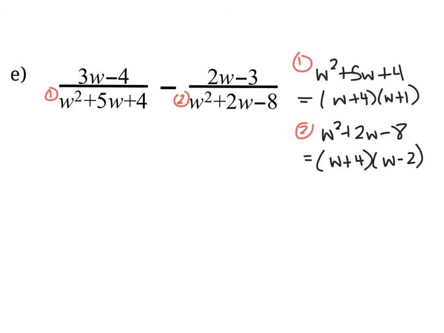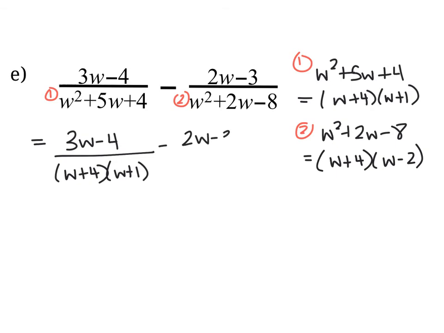Okay, so we're going to put everything back. So we got (3w - 4) over (w + 4)(w + 1), and then we have minus (2w - 3) over (w + 4)(w - 2). Notice that the numerators can't be factored. There's no common factor there.